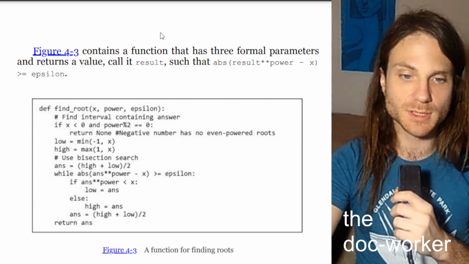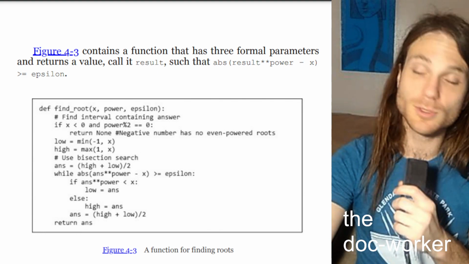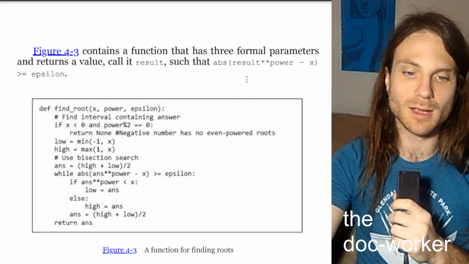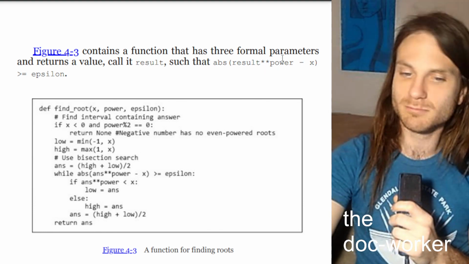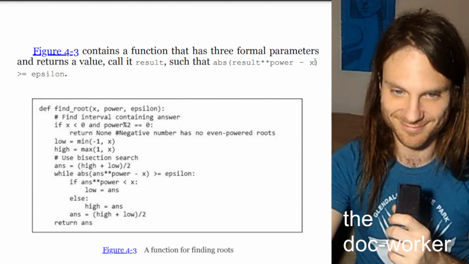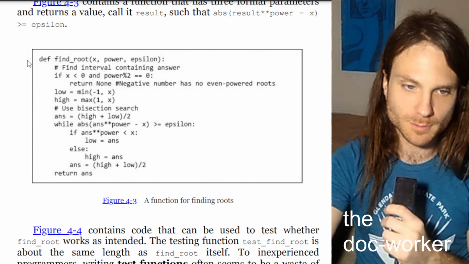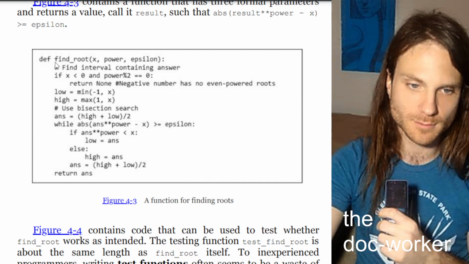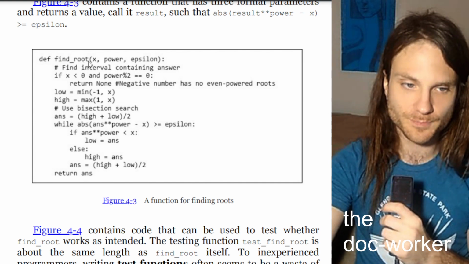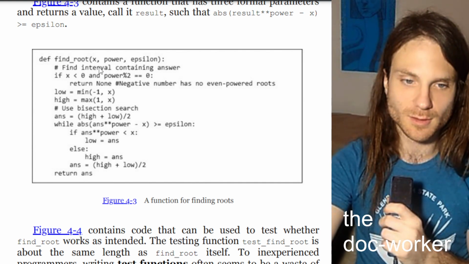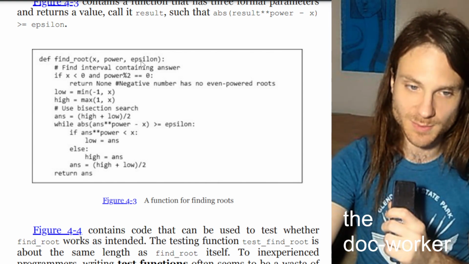Figure 4-3 contains a function that has 3 formal parameters and returns a value. Call it result, such that the absolute value of result to the power minus x is greater than or equal to epsilon. Okay. So, def find_root. Define the function, name it find_root, and set the parameters as x, the variable power, and a variable named epsilon.